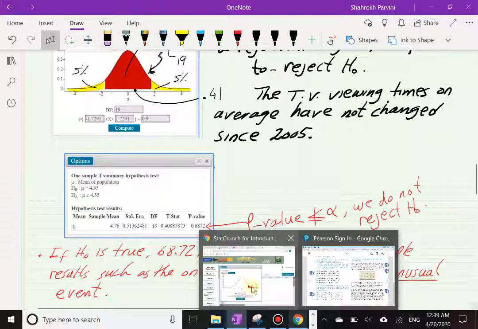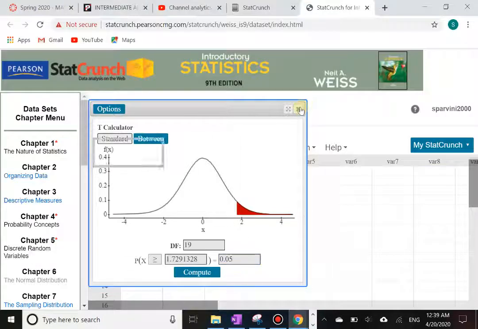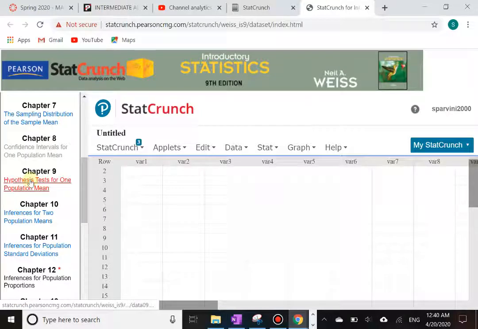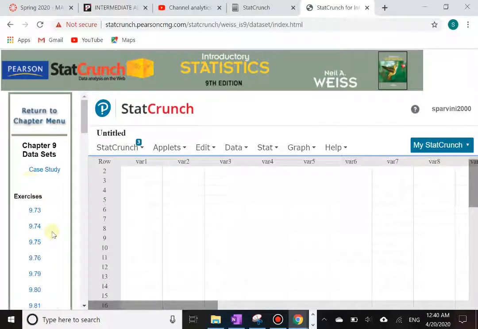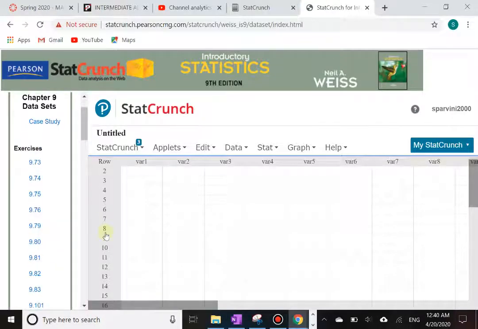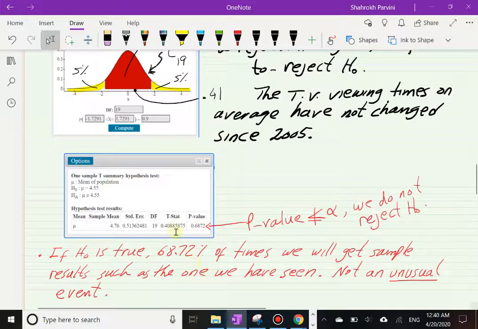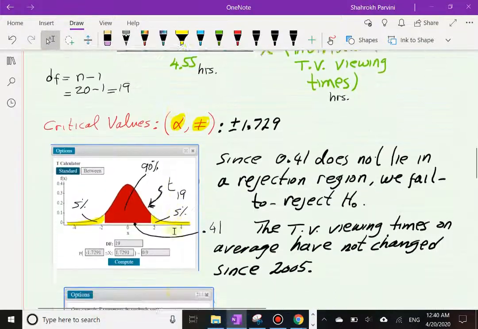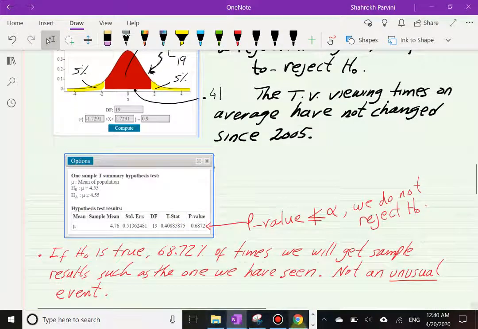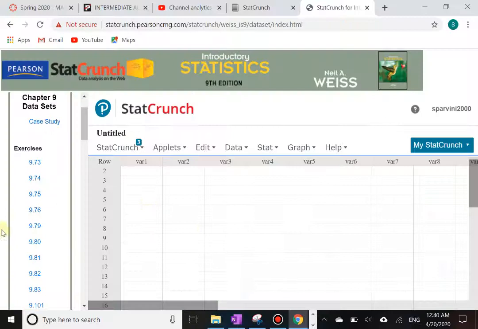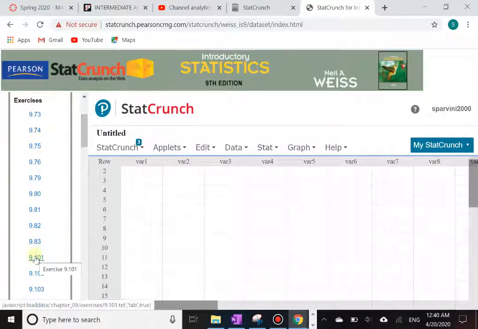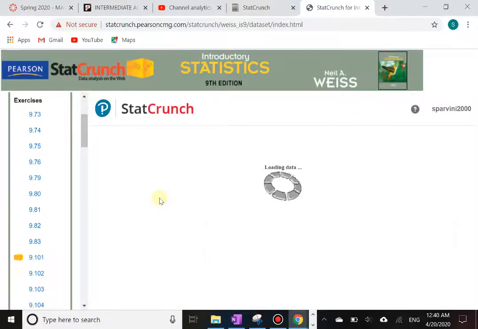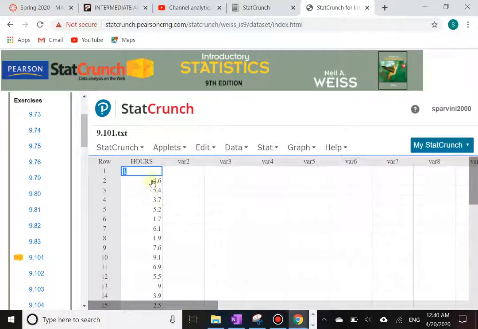So I'm going to go to StatCrunch. Now we are in chapter 9, so I'm going to bring up data sets from chapter 9, and this was exercise number 101. Click on exercise 101 and this will import the raw data. And these are the viewing times.